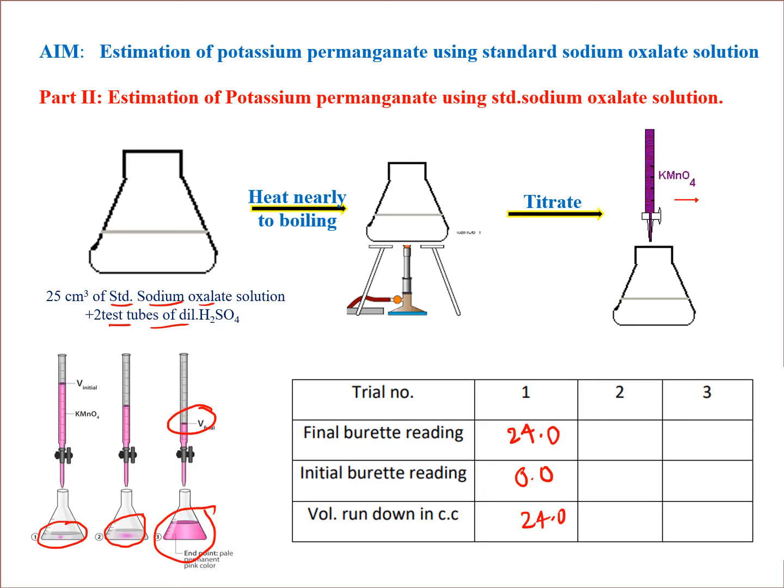Then you repeat the titration until you get a concordant value. What I am trying to say is, if in the second titration you start from 0.0 and get 24.0, the difference is 24.0, then you need not go for a third one. If the two values are not the same, then you need to go for a third one to check whether the first is correct or the second is correct. Then you take the concordant value among the three. Then you should go for the calculation.